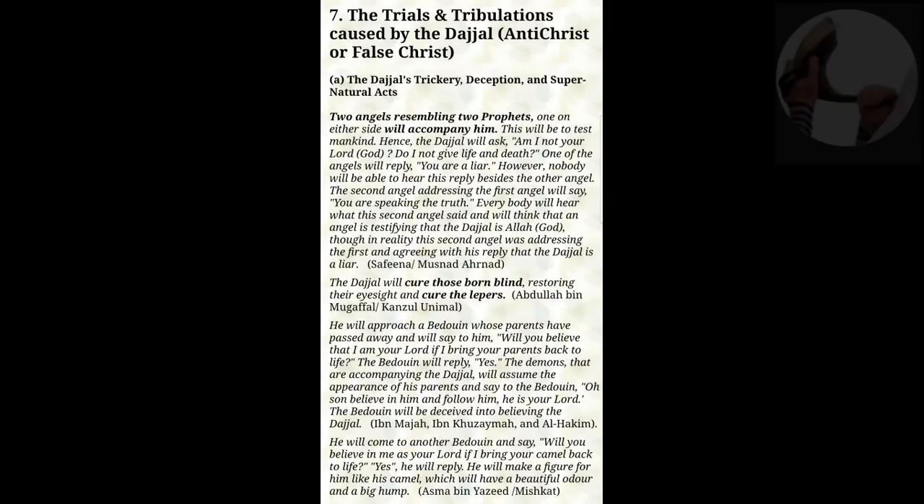Do you see what they're doing? Though in reality, this second angel was addressing the first and agreeing with his reply that the Dajjal is a liar. The Dajjal will cure those born blind. So who gives sight to the blind? Restoring their eyesight and curing lepers.